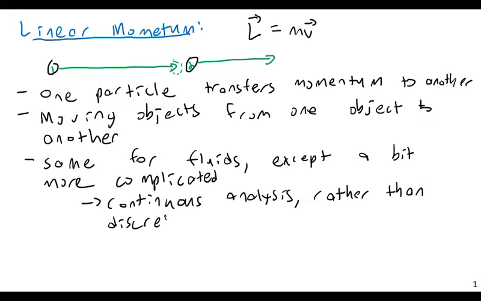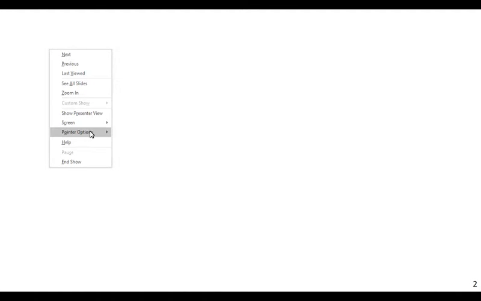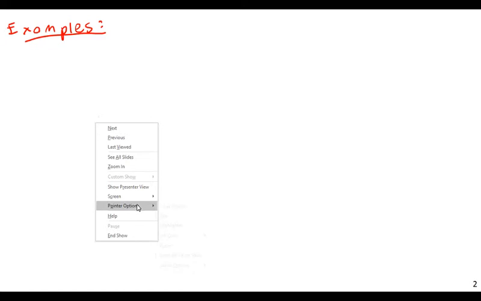So I'm just trying to connect things to what you've seen before. So how would this work with fluids? Let's look at a few examples of how conservation of momentum works with fluids. Here are a few examples where fluids will exert forces on objects and where conservation of momentum applies.